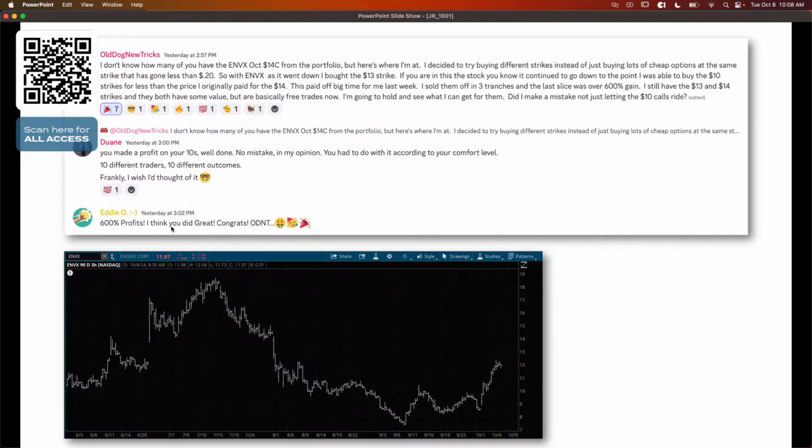So great job. 10 traders take the exact same trade every single time, you will get 10 different results. That's why we have a community, so people can talk about their risk, because every trade is not for every trader.